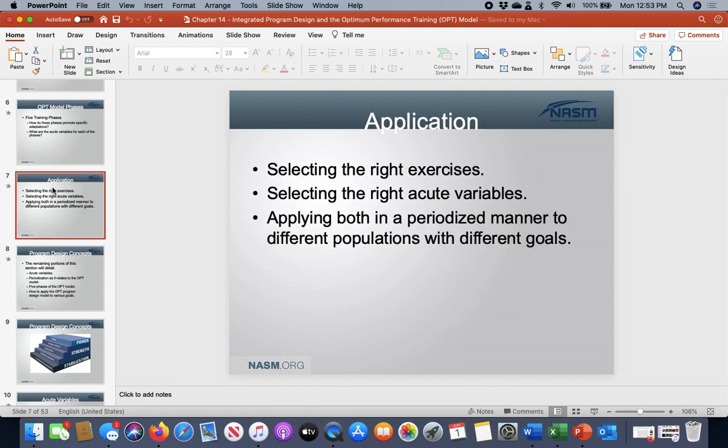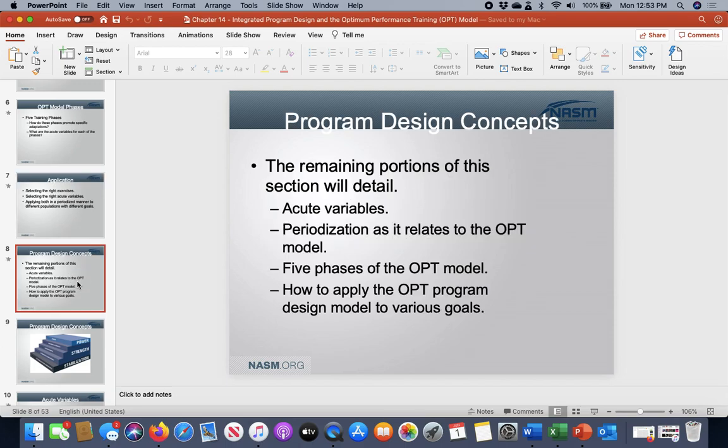The reason why we want to make sure we are asking these questions is because we need to make sure we're getting the right selection of exercises, we're using the right acute variables, and then at that point you're applying them in a manner that will be individualized and properly planned and programmed for each population who has their own set of goals. Okay, and that's really what you're looking for. Okay. So what we're going to do is scroll. These sections here are going to take us through the rest of the information we're going to talk about.